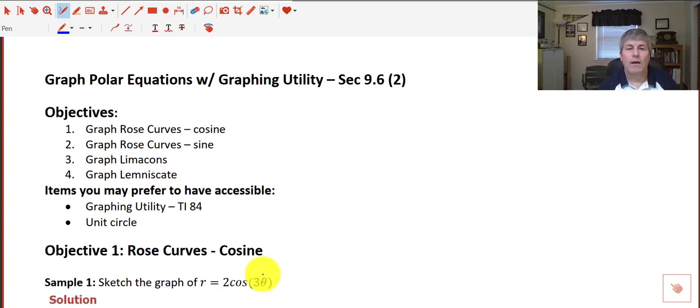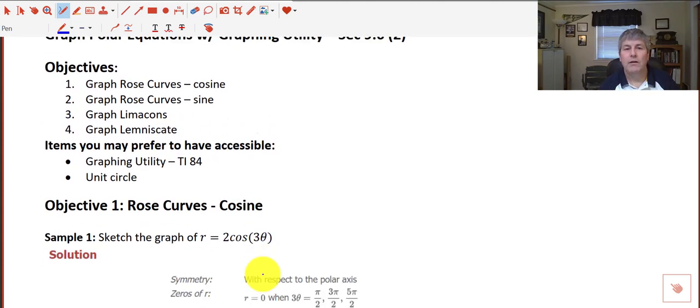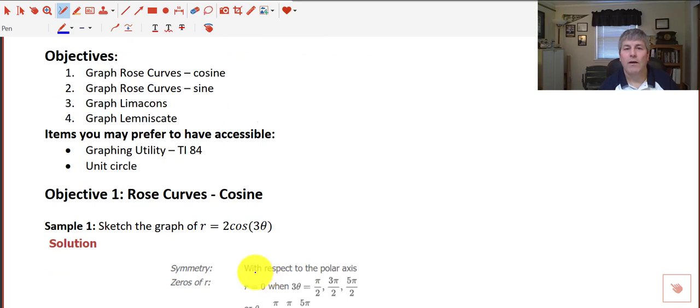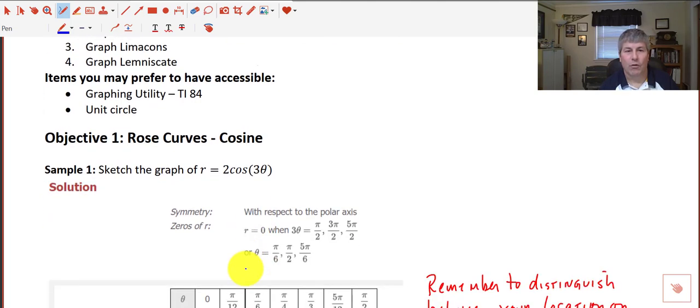Some items you may want will be your graphing utility. We're going to use the TI-84, and of course your unit circle.